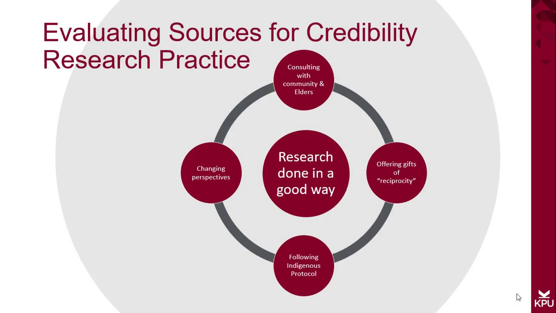Another way to look at a source and assess credibility is through the research practice. Again, I will use this model with 4 components to look at how research can be done in a good way. Some of these components include consulting with the community and elders, offering gifts of reciprocity, so not going into a community, taking information and leaving the community with nothing. Following Indigenous protocols, so making sure that you're educated and following the protocols of the nation you're visiting. Research often involves transformation, and so researchers may change their perspectives or even their entire research topic based on following the consultation with community and the protocols and the reciprocity.